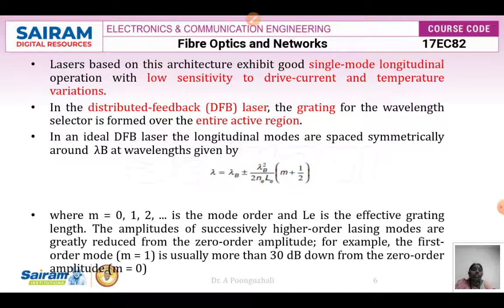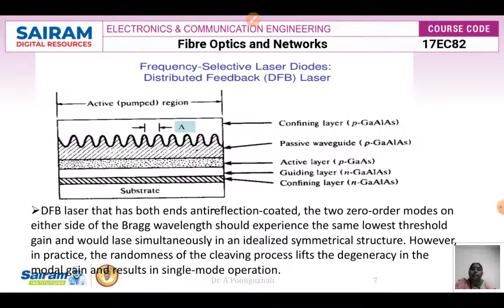That is, when m is equal to 0, we can see that the gain is going to be higher. And when I go for higher order modes, when m is equal to 1, we can see that the amplitude of these lasing modes is successively reduced, that is, by 30 decibels down from the zero order amplitude. So when m is equal to 0, we have the maximum amplitude.